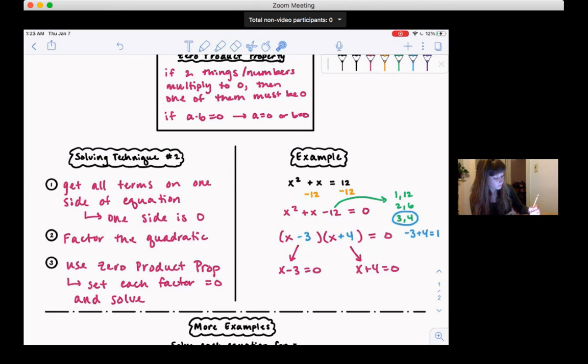Okay, so now we have two possibilities and we just need to get x by itself. If x minus 3 equals 0, then x would have to be 3. And if x plus 4 equals 0, then x would have to be minus 4. Okay, so we have our two solutions to our equation.